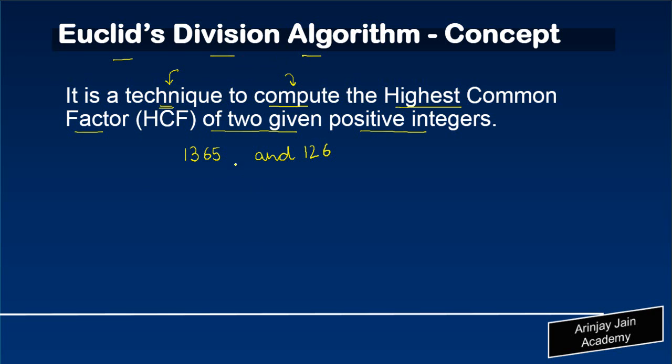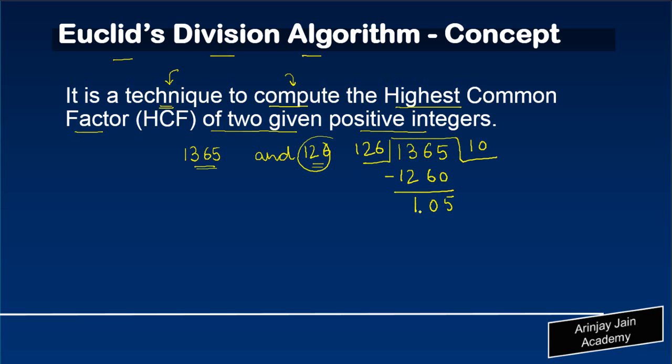Let's see. So under this method, what I do is first I divide the larger positive integer by the smaller one. So let's say I divide 1365 by 126. Now, if I multiply this by 10, I get 1260. I subtract this number and get 105. In the Euclid's division algorithm, the method which is to be applied comes at point 2.